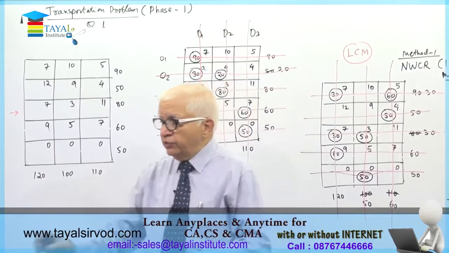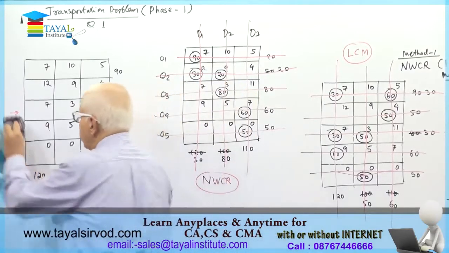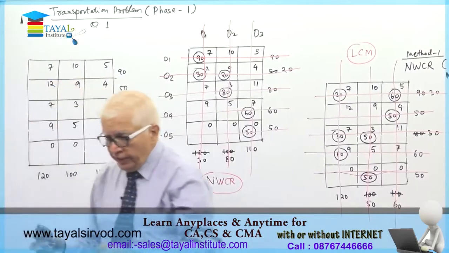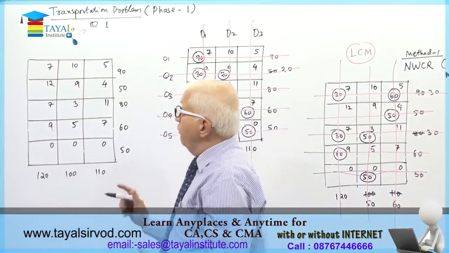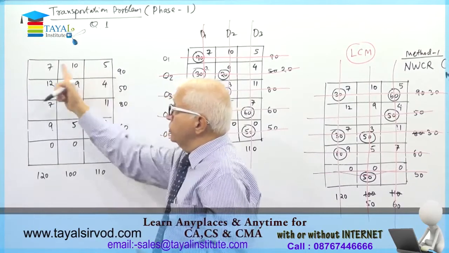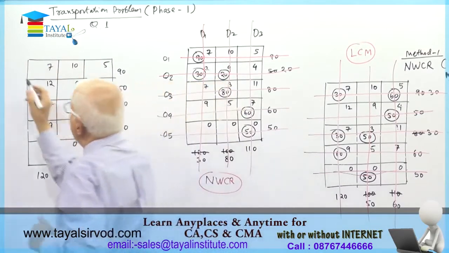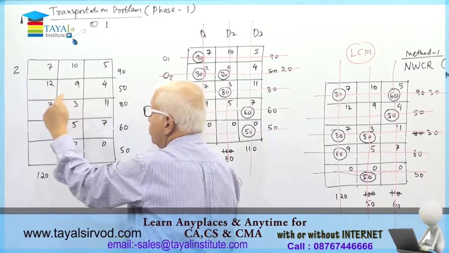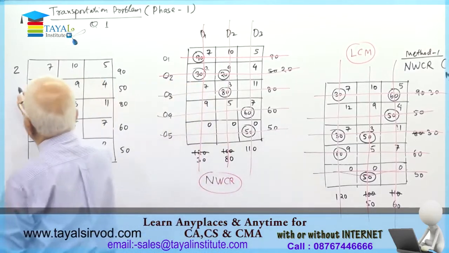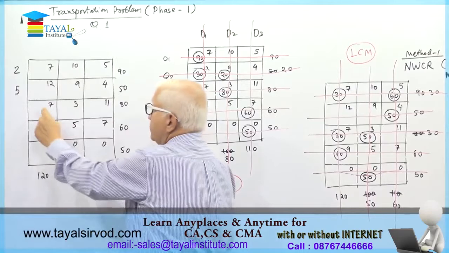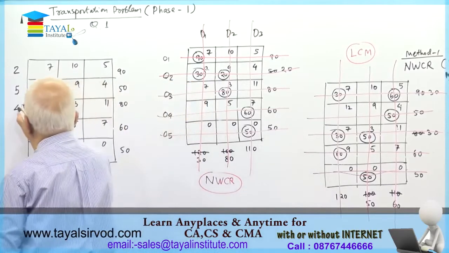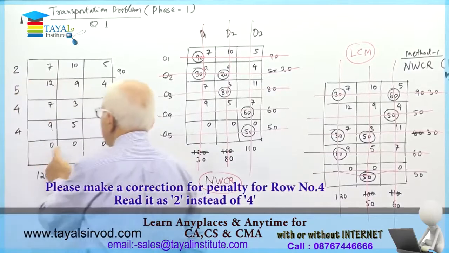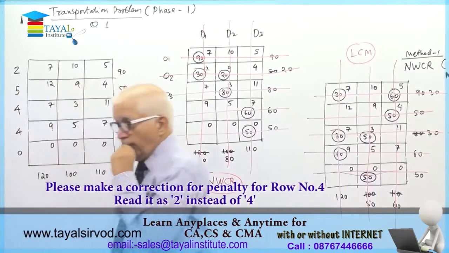We calculate the penalties for each row and column. Now the space which is there on the left hand side of the matrix and at the top of the matrix, I am going to use this for writing the penalties. Now look at row number 1. As I said, difference between two lowest costs in row number 1 is 7 minus 5, that is 2. Two lowest costs in row number 2 are 9 and 4, so the penalty is 5. 7 and 3, so the penalty is 4. 9 and 5, so the penalty is 4. 0 and 0, so the penalty is 0.